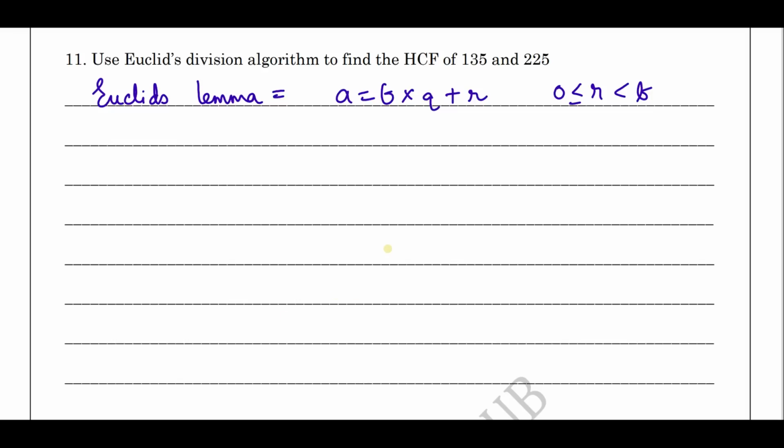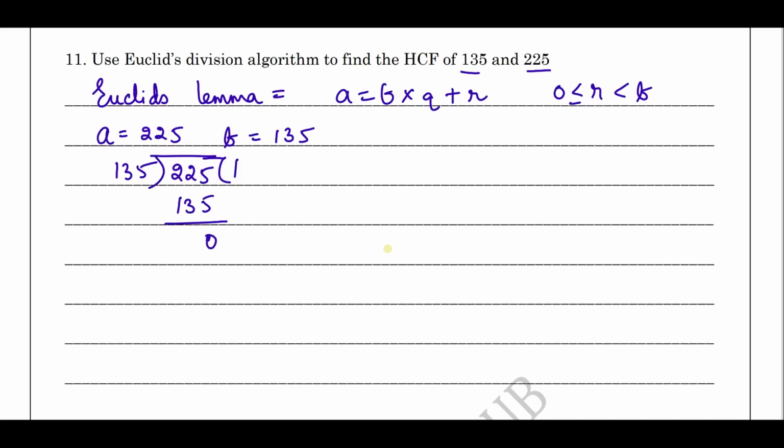Now we'll start solving. Now out of these two numbers, which is the bigger number? 225, right? Take A as 225, B as what? 135. Now divide 225 by 135. 135 ones are 135. 5 minus 5 is 0. 12 minus 3 is what? 9. What we get is 9. Now express it in the form of A equals B into Q plus R. What we get? A is 225. B is 135. Quotient is 1. Remainder is 90.